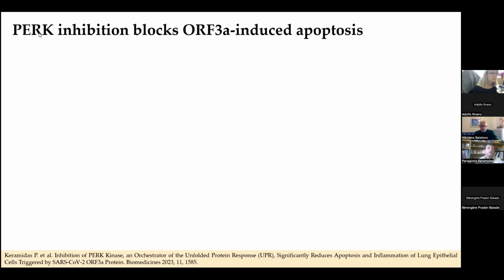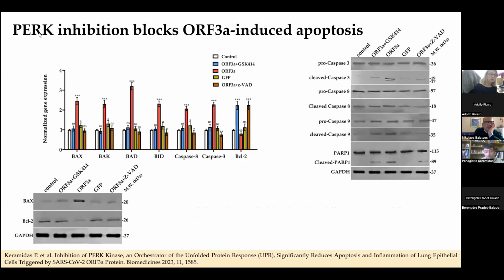Then we showed a lot of reports that PERK is a homeostasis modulator and is involved in many cellular processes such as apoptosis. So we wanted to see if ORF3 induces apoptosis via the PERK pathway. First of all, we found out that ORF3A induces apoptosis by activating caspases and PARP1, and we can also see the mRNA overexpression of BCL2 family proteins, apoptotic family proteins, and the regulation of BCL2.